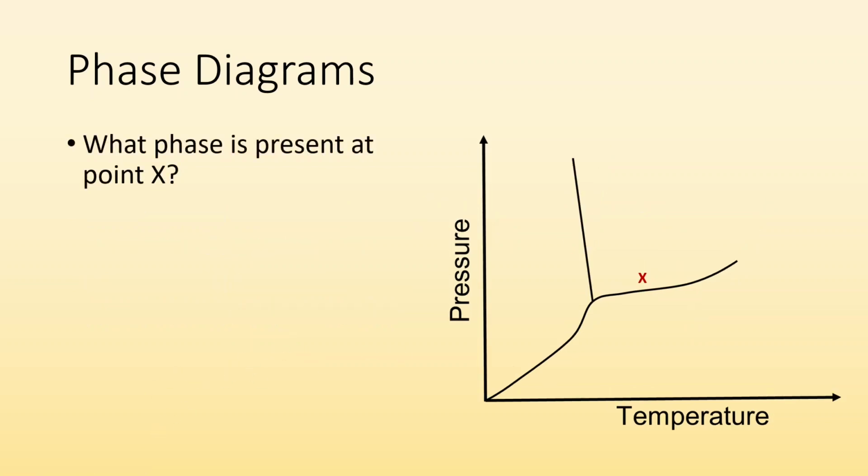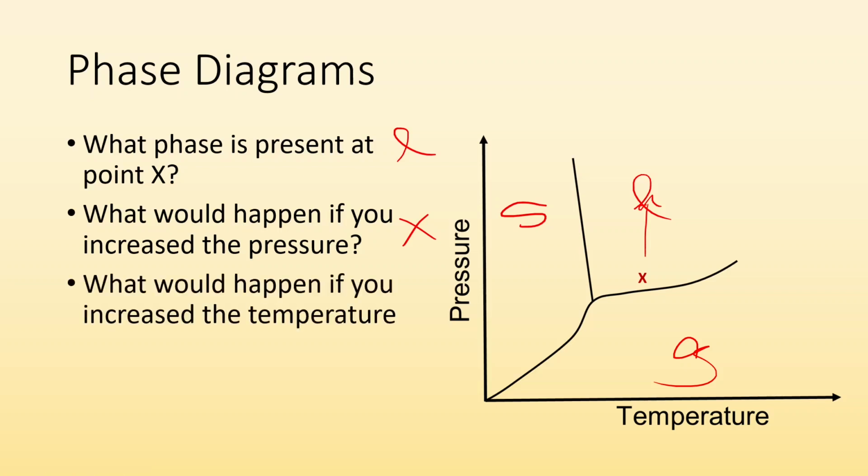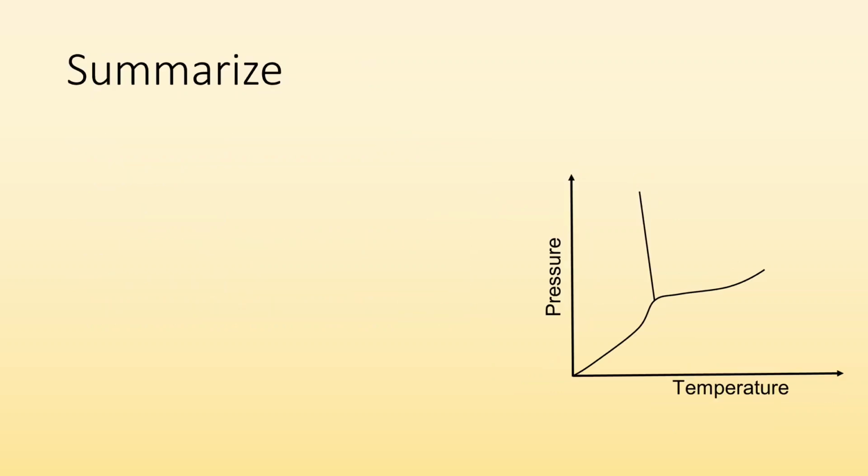All right, what phase is present at point X? Again, we've got solid, liquid, gas. So at X, we've got a liquid. What would happen if I increase the pressure? If I'm at X and I increase the pressure, nothing would happen. I'm going to stay in the liquid state. What would happen if you increase the temperature? Well, if I increase the temperature, oh, hey, look at that. It could go into the gas phase. It could vaporize.